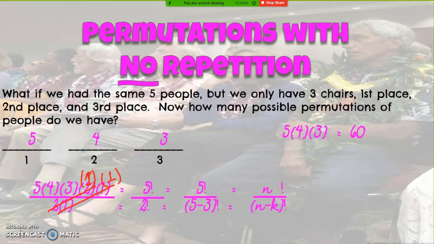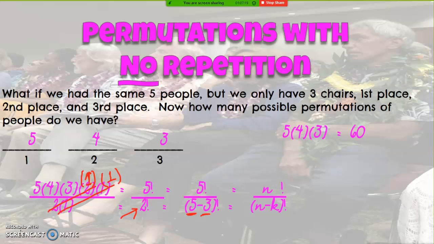But where does this bottom 2 come from? Well, those are the 2 people left after we filled the seats. We had 5 people to start with. We filled 3 seats. We have 2 people left. Those 2 people that don't get seats.